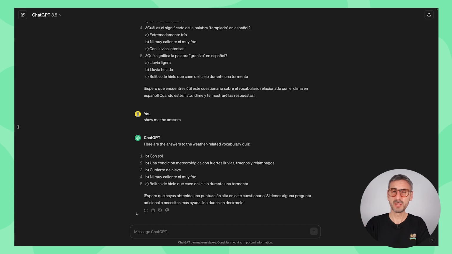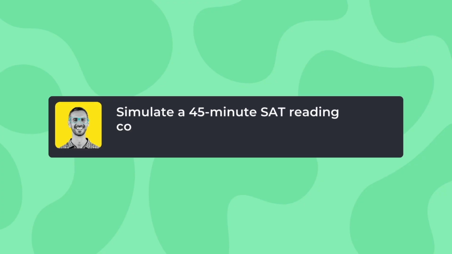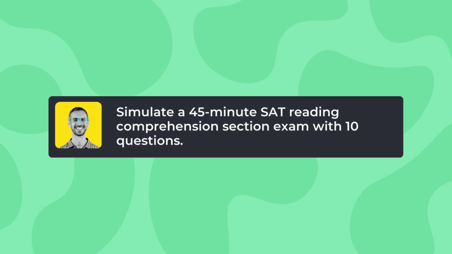And see if ChatGPT can simulate an SAT test, which is a standardized test that students take in the United States to kind of determine which university and colleges they could get access to. So it's a very important test that is very stressful for senior year students, because that could determine their future academic trajectory and which colleges and schools they have access to. So they need to prepare for this test. Okay, so the prompt is this one. Simulate a 45-minute SAT reading comprehension section exam with 10 questions.